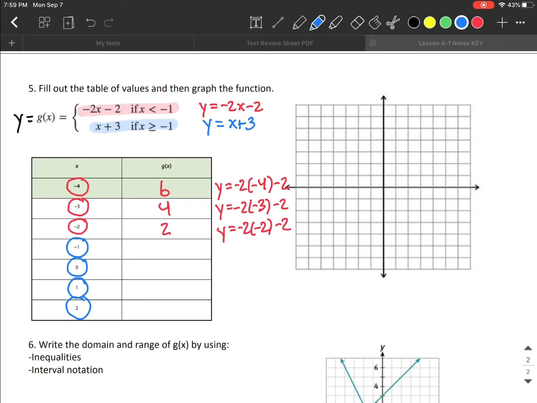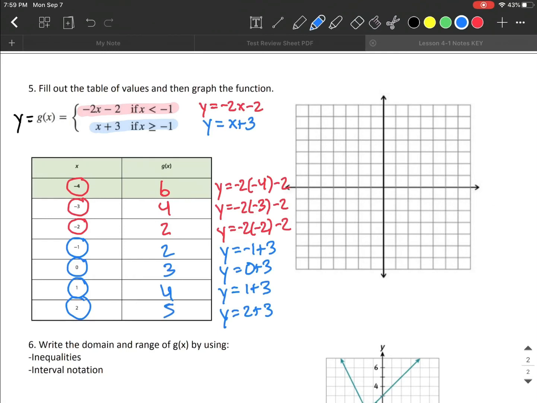For the blue, for negative 1, I'm switching to the blue equation. So I have y is equal to negative 1 plus 3, which gives me 2. For 0, I have y is equal to 0 plus 3, which gives me 3. For 1, I have y is equal to 1 plus 3, which gives me 4. And then 2, I have y is equal to 2 plus 3, which gives me 5.